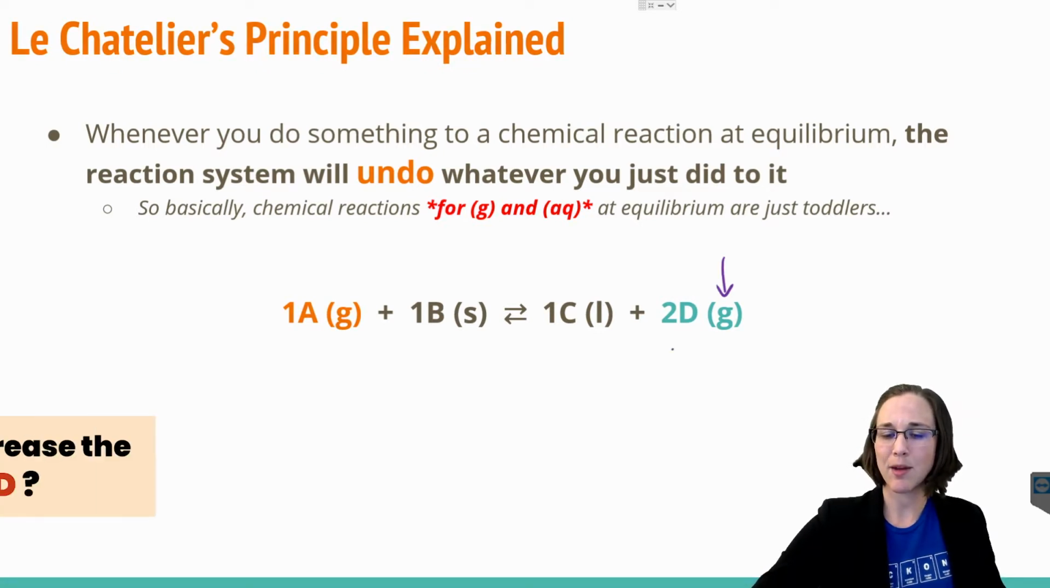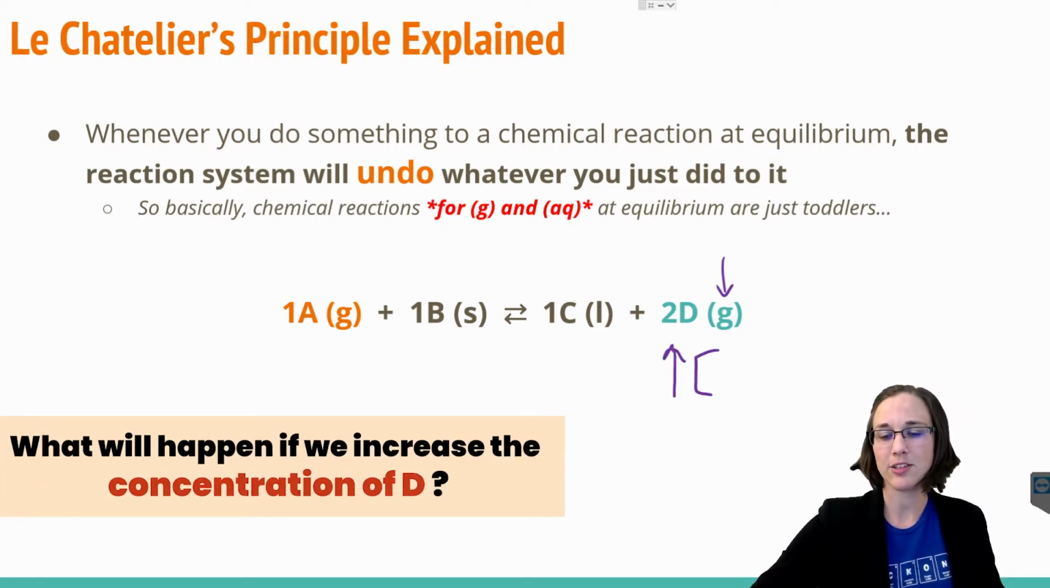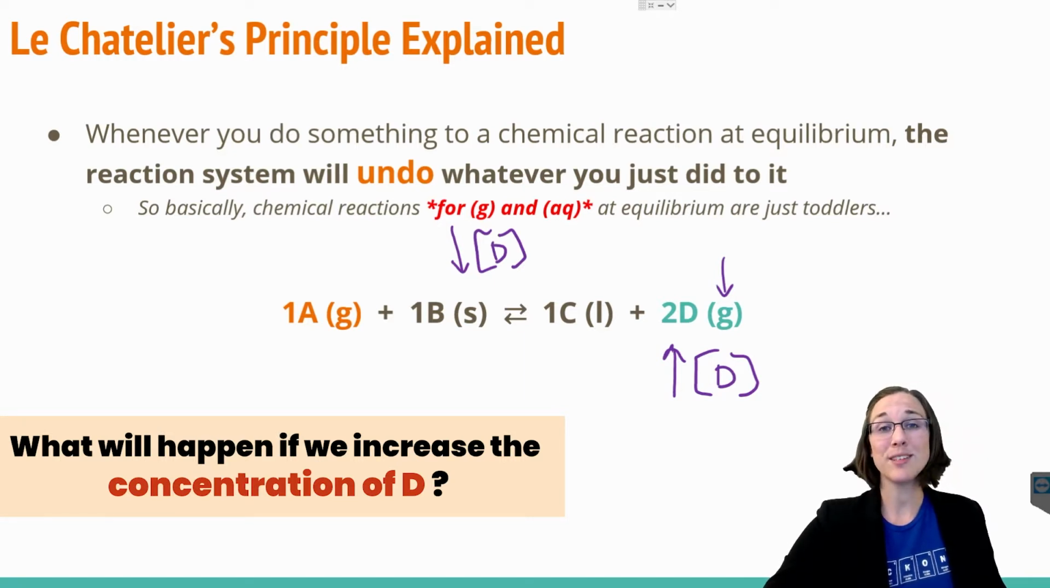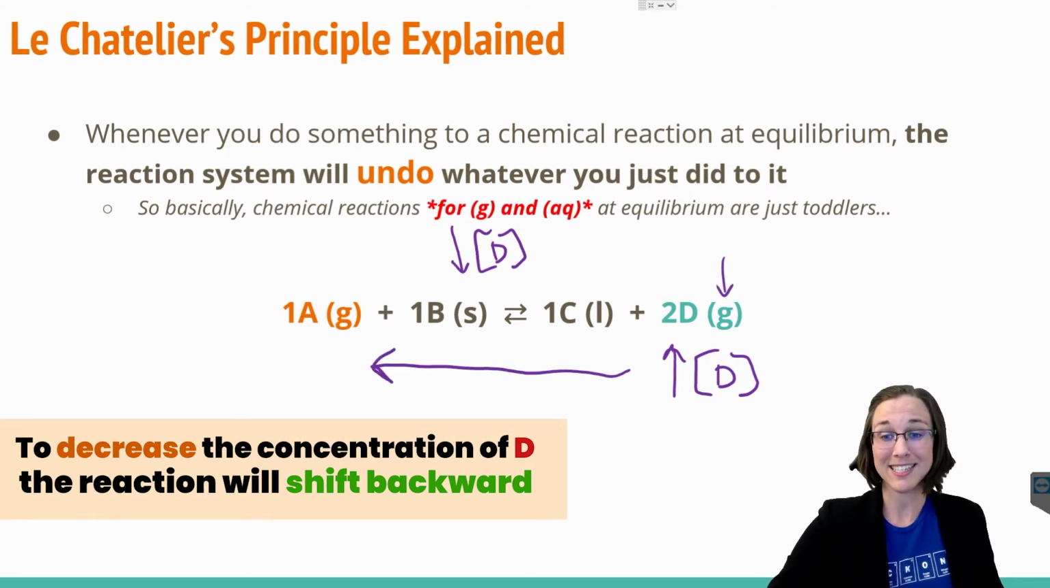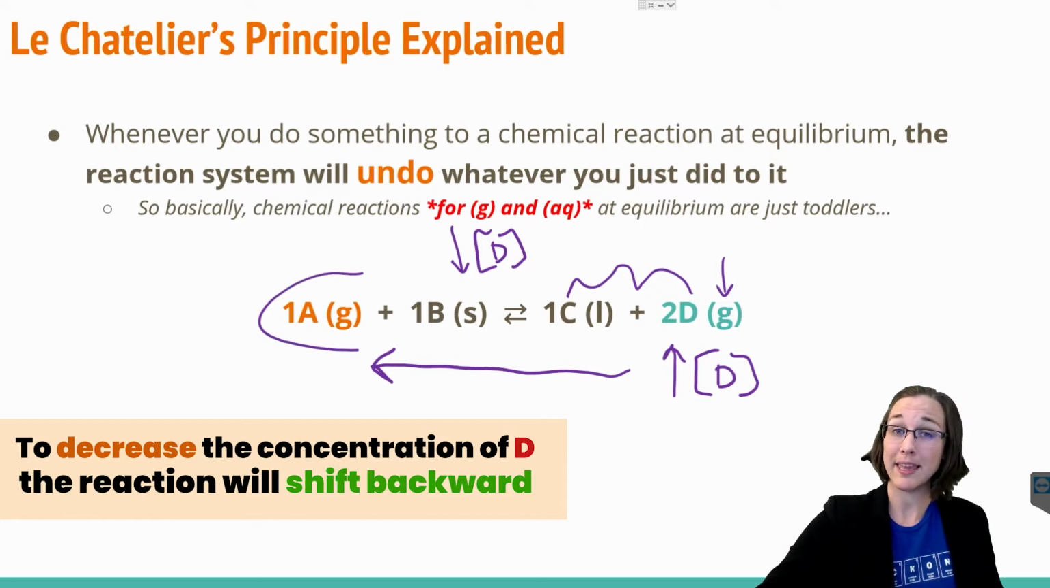So we could say, hey, what's going to happen if we increase the concentration of D? The entire reaction is going to now try and decrease the concentration of D. Its goal in life is to undo everything you just did. And the only way it's going to decrease D is by shifting the entire reaction back to the reactants in order to convert D and C back into A and B.